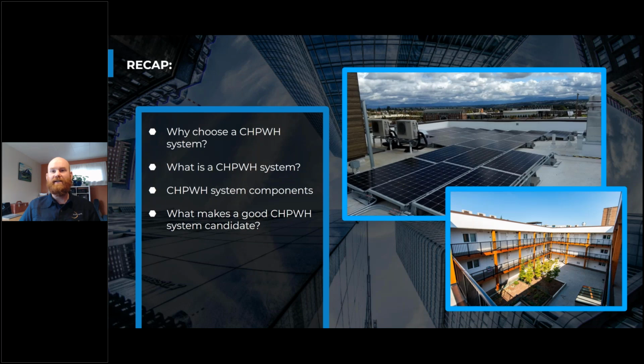But electricity is typically more stable in some regards than some of those extraction fossil gas sources. And then what is a commercial heat pump water heating system? Well, it can look like a lot, or it can look pretty different from one system to another, but essentially it's a system that provides hot water for the tenants, and it typically has 4 components.